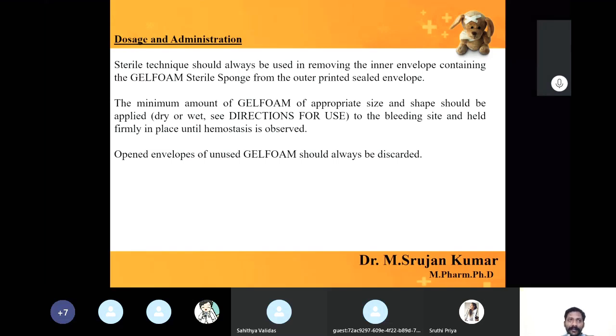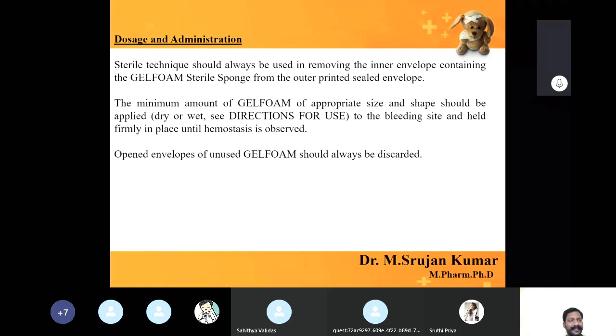So ultimately, you need to apply some surgical techniques to open the packet of your gel foam. After opening that particular gel foam from the packet, by applying your surgical technique, you need to cut it into an appropriate size based upon the severity and depth of the wound. Okay, and it might be applied according to the USMA. It might be dry form or wet.